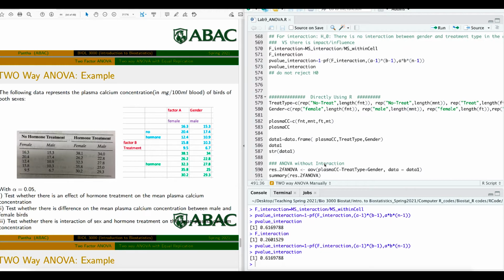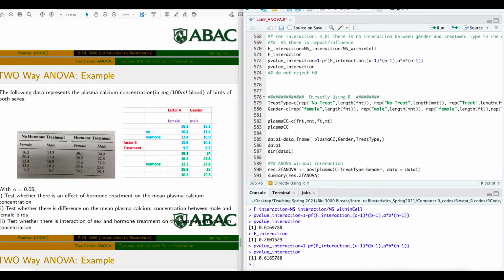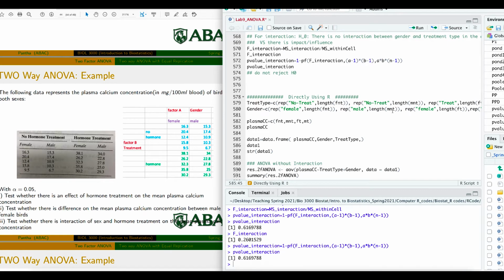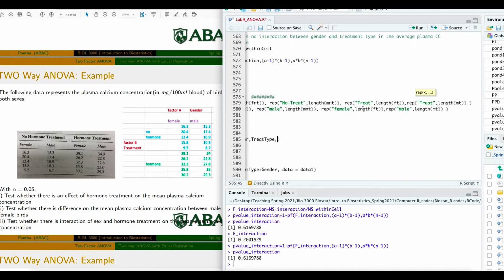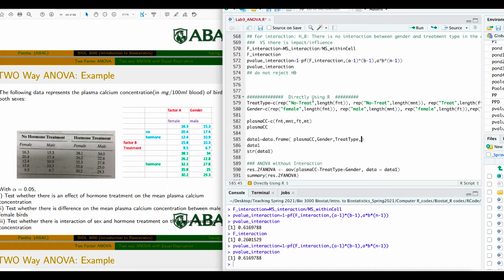Okay. So I'm going to take factor A as gender and factor B as the treatment type. There are 2 treatment types: one is the hormone treatment and another is the no hormone treatment. For the no hormone treatment, I am denoting this by no treat, and then treat. So how many are no hormone treatment? The length of F and T and the length of M and T. So the female non-treatment and then male non-treatment, right? And for the treatment type, there is female treated and then male treated. So that means that many of them.